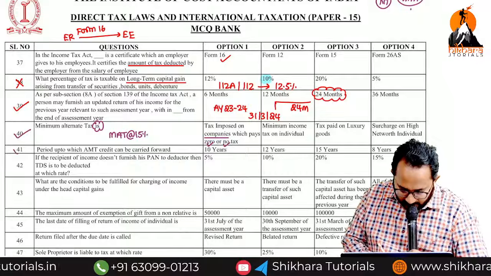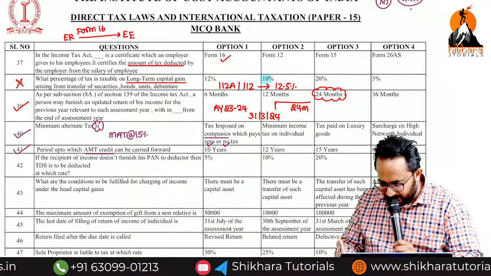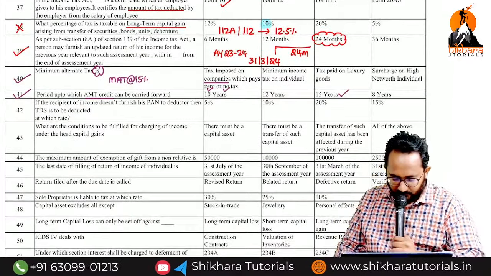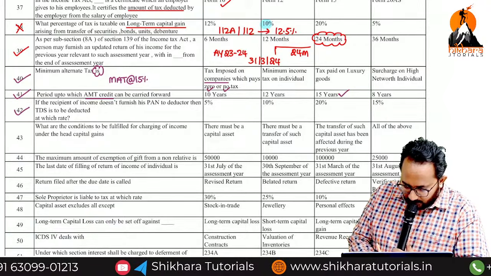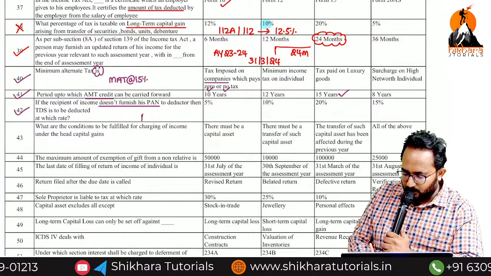Next, how many years can we carry forward the AMT credit as well as MAT credit? 15 years. How many years? 15 years.